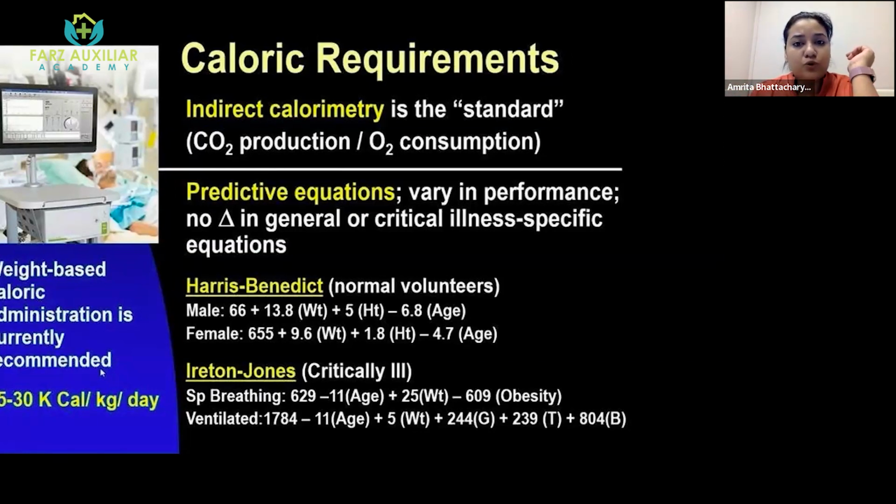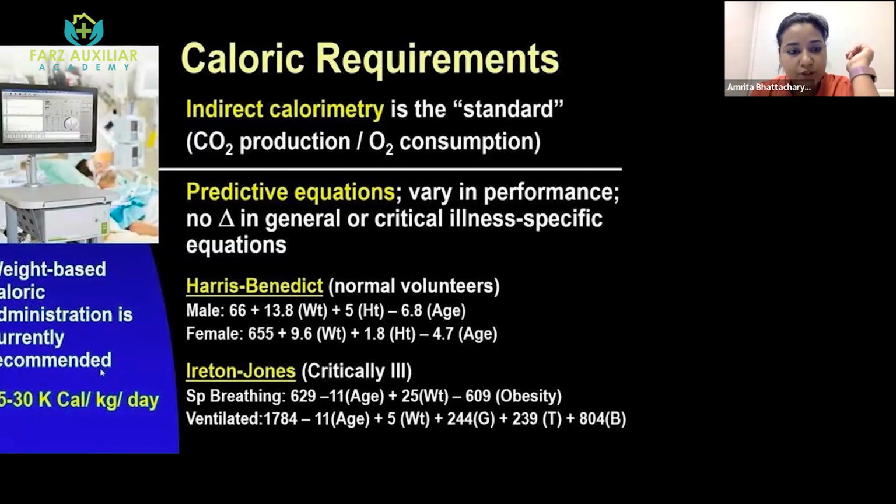most of us, what we do is we use the predictive equations, right? So what are the predictive equations? You have things like Harris-Benedict equation, you have things like Ireton-Jones equation, but you need to understand that all these predictive equations vary in performance depending on the subgroup, the patient subtype that you are studying. And a lot of them have very little validity in critical illness specific situations.